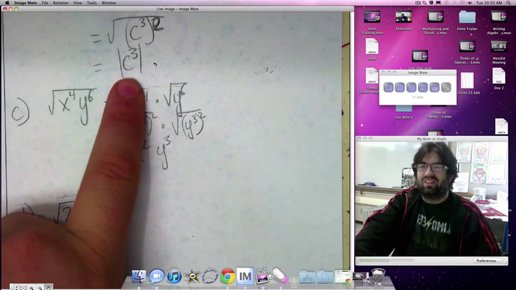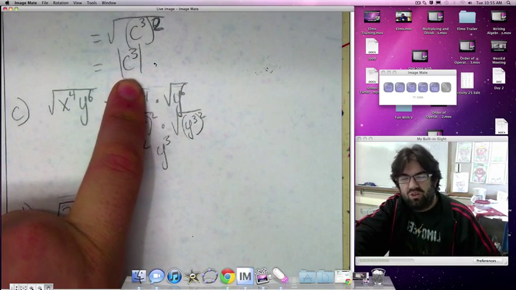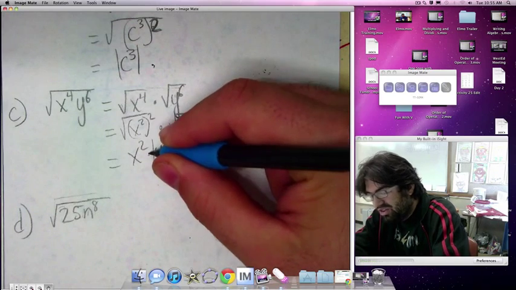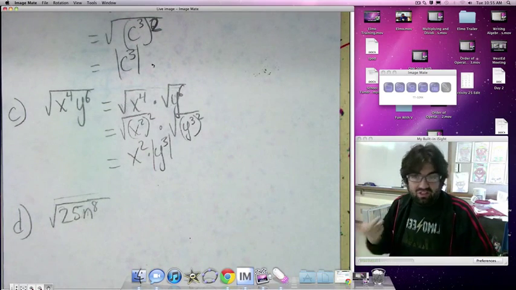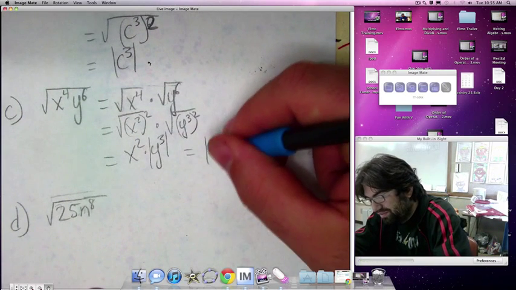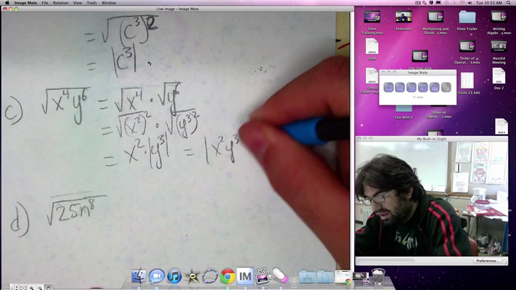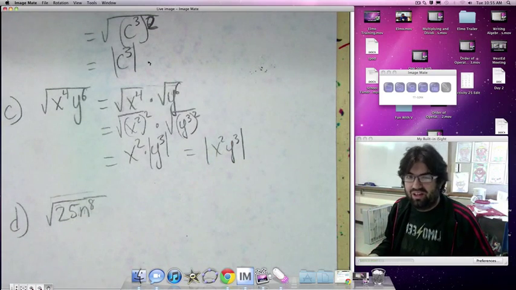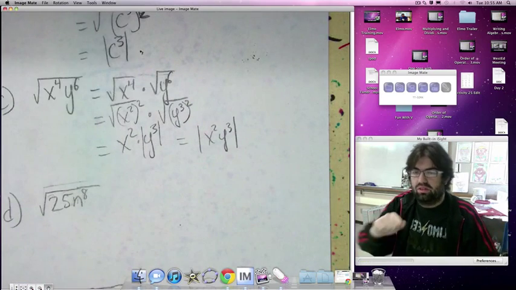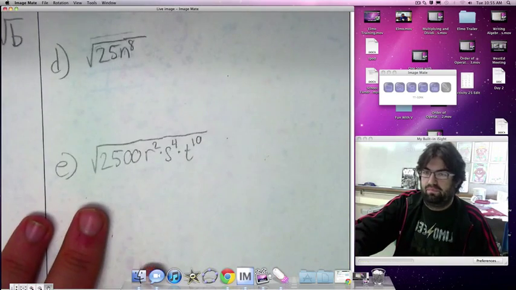What happened up here? I said if the power is odd, you have to put it in absolute value. You have to, because your answer has to be positive. X squared is fine. You could also, if you wanted to, just put the whole thing in parentheses. That's also fine. But this is probably the way you'll see it on a test. Okay. Part D.